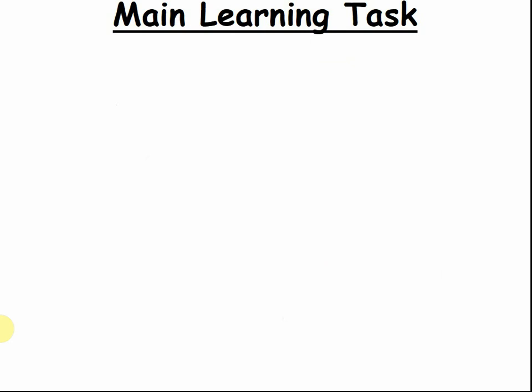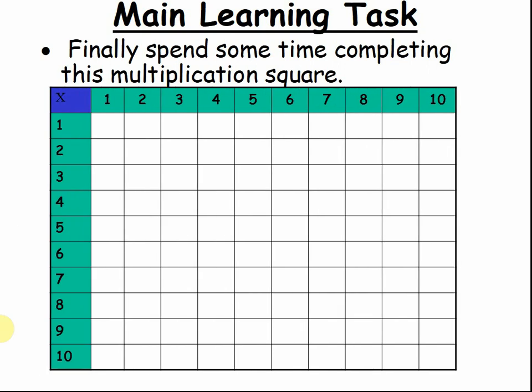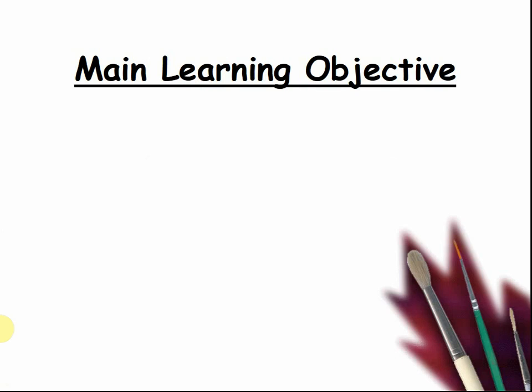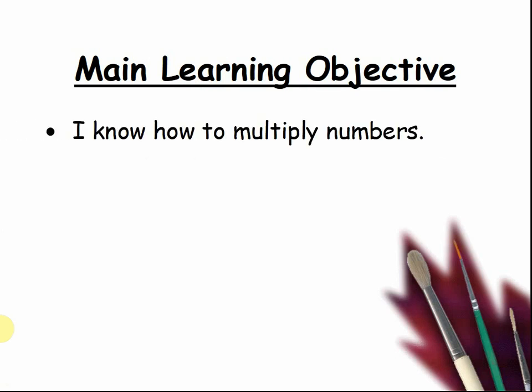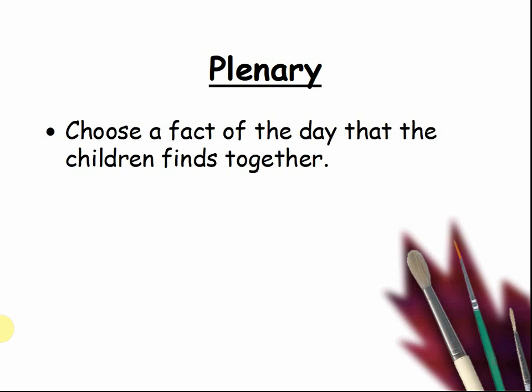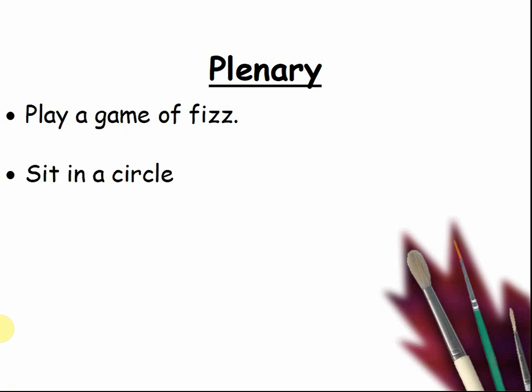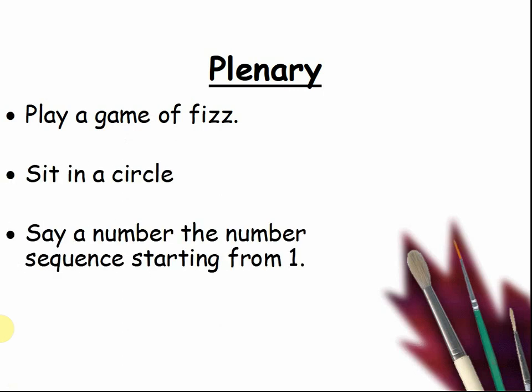Main learning task. Finally, spend some time completing this multiplication square. Pause the video and play the game. Main learning objective: I know how to multiply numbers. Extension: choose a fact of the day that the children find together. Play a game of fizz. Sit in a circle. Say a number, the number sequence starting from 1.